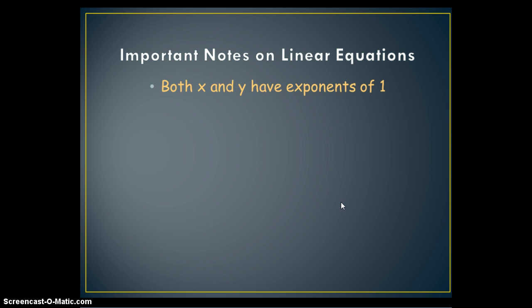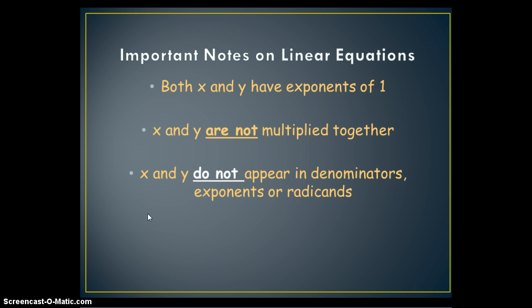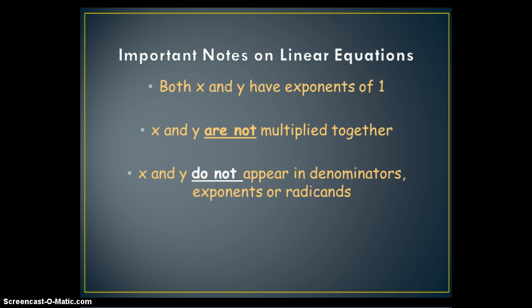Important notes on linear equations. 1, both x and y have to have exponents of 1. 2, x and y are not multiplied together. And 3, x and y do not appear in denominators, exponents, or radicands. It's very important that these 3 rules hold true. X and y have to have exponents of 1. They are not multiplied together, and they do not end up in denominators, in exponents, or in radicands. And so we look at our rules, and we know what's going to make a linear equation.